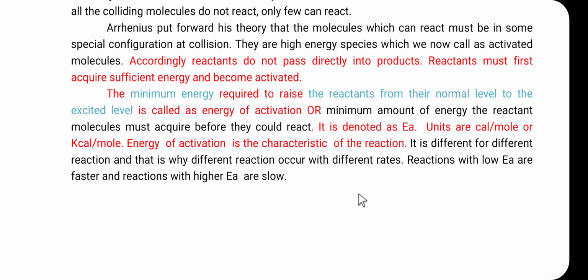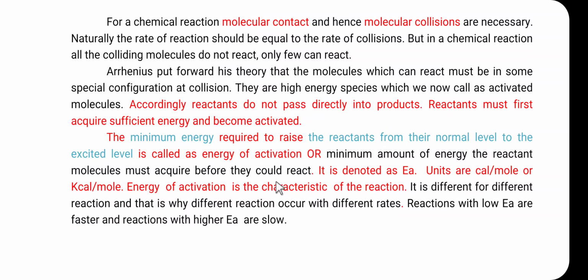That is why we can say that the rates of all chemical reactions are not the same. Different chemical reactions have different rates because of energy of activation. Energy of activation of all reactions is not the same. The reactions with low energy of activation are the faster reactions, and the reactions with higher energy of activation are the slower reactions. In short, if the energy of activation value of a chemical reaction is small, such a reaction is a fast reaction. If its energy of activation is high, then such a reaction is a slow reaction.